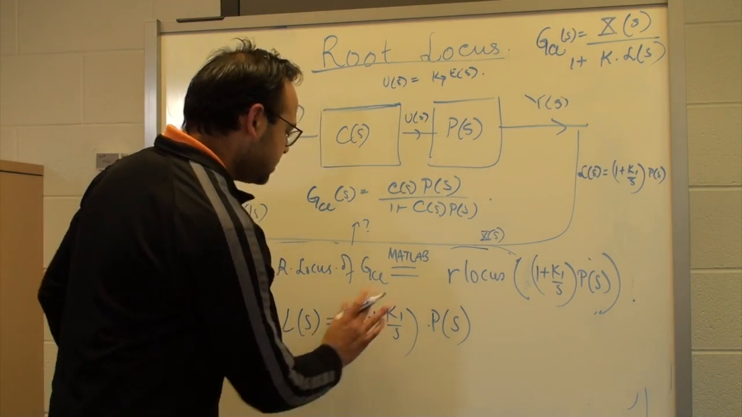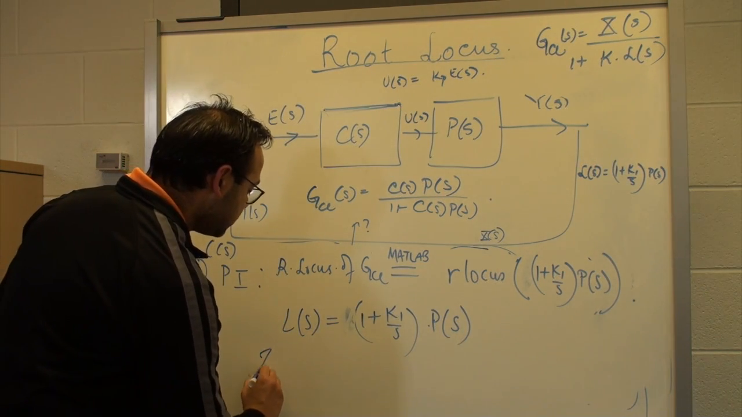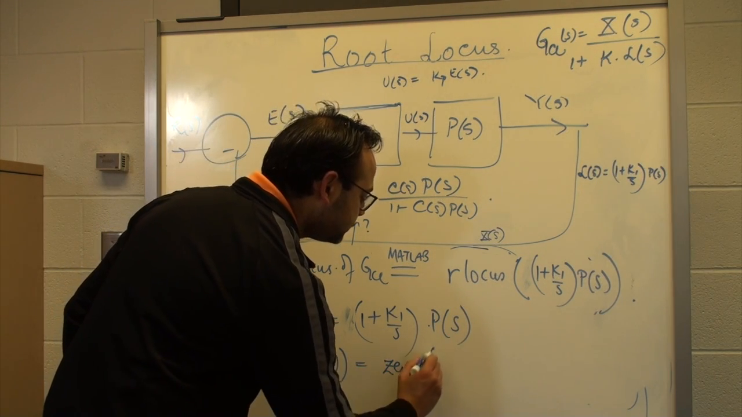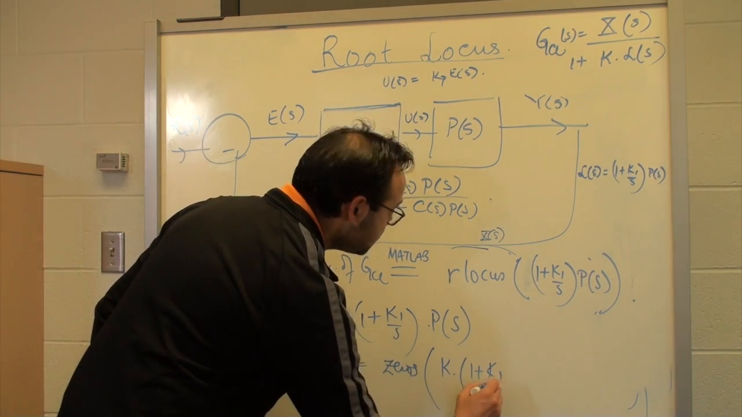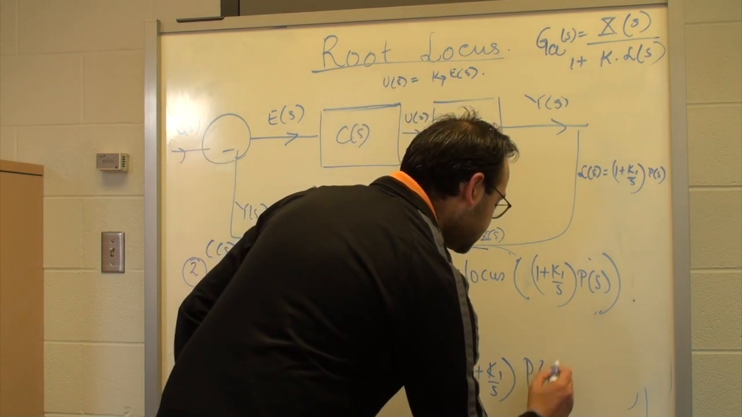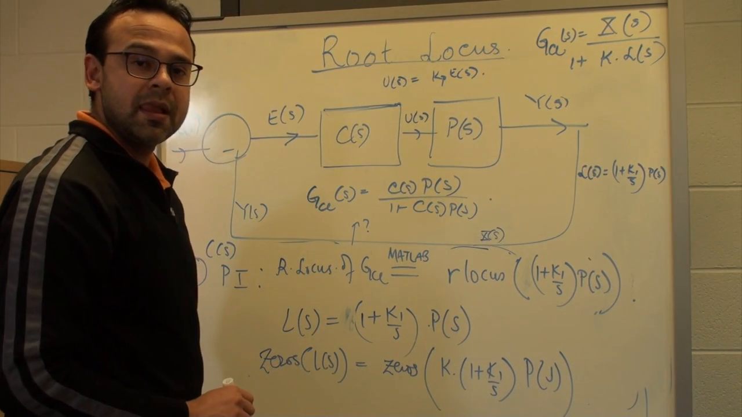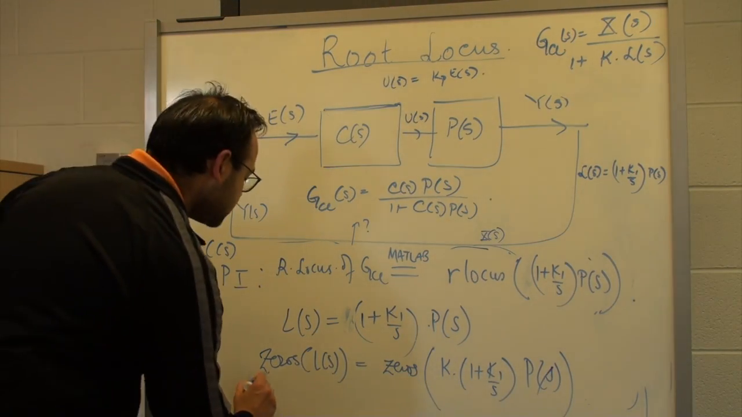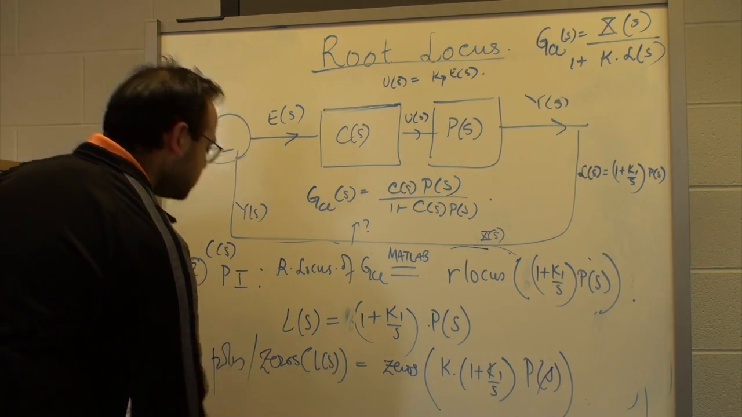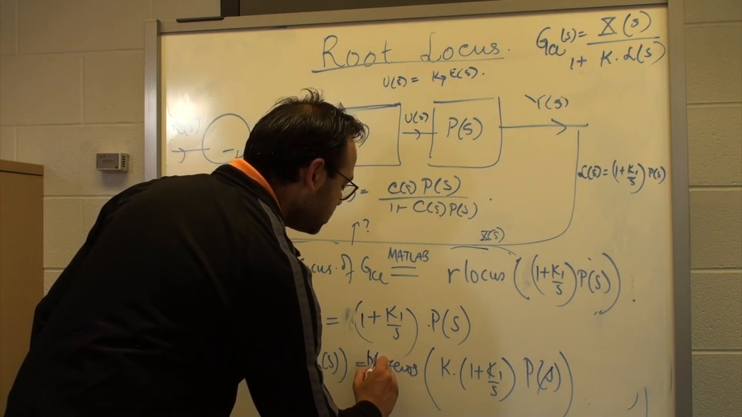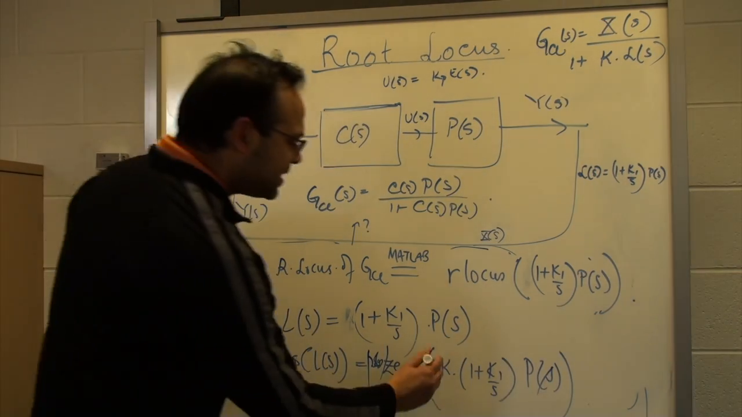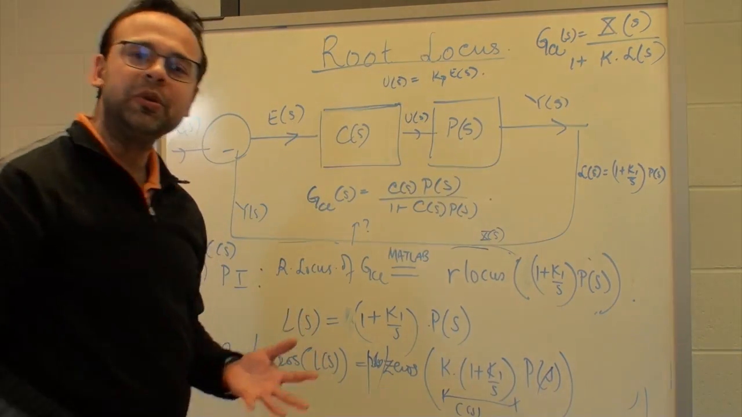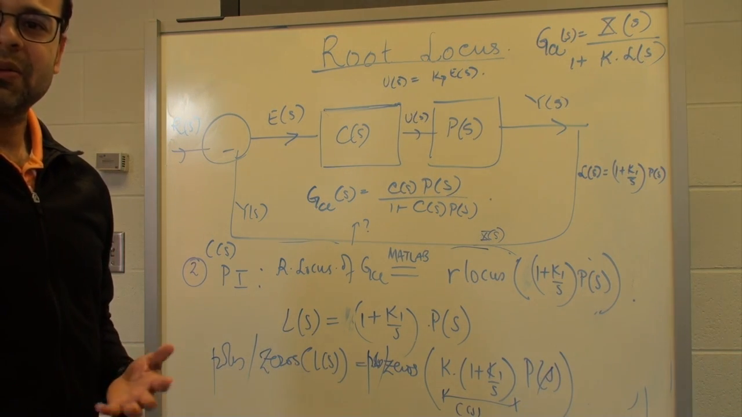But that constant K is not going to affect either the zeros or poles of this product, right? So what I can do is I can write that the zeros of L(S) are equal to the zeros of K times (1 plus K1 over S) times P(S). It doesn't matter what K is. K will not affect the zeros of L(S). And the poles of L(S) are equal to the poles of that. Right? So this is C(S) and this is P(S). So C(S) times P(S) is the open loop transfer function, right? Without the feedback.